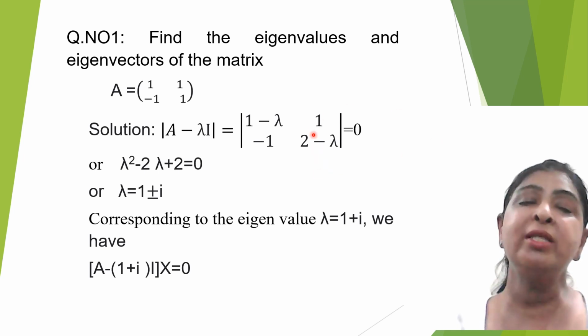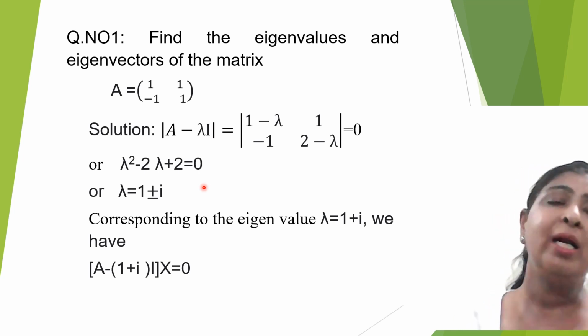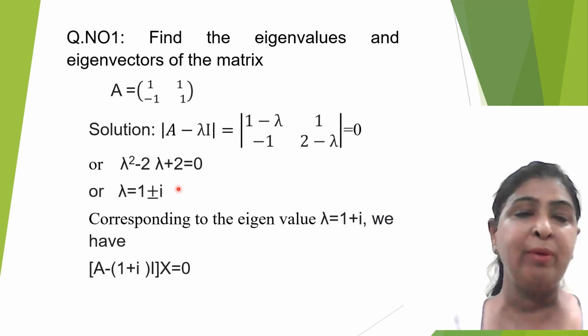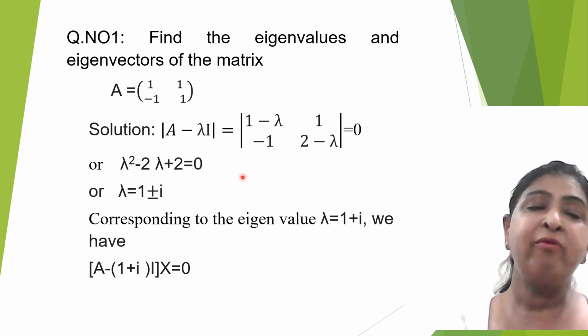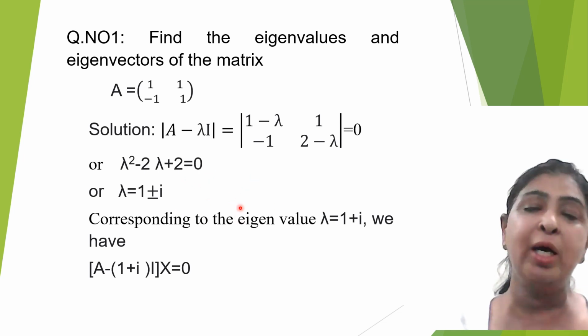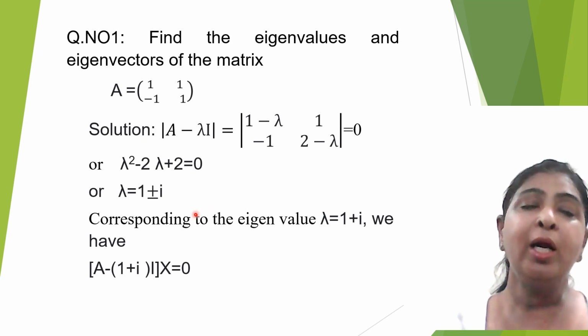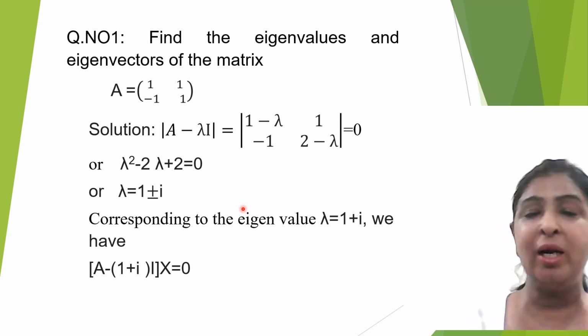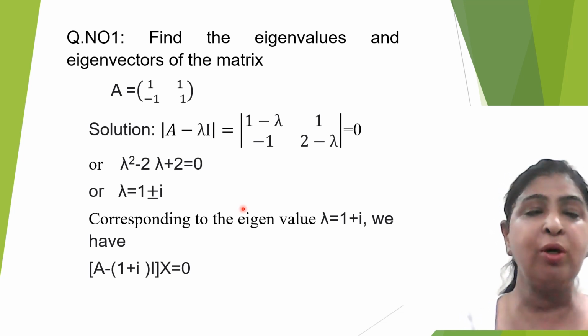So when you solve this determinant, you will get the quadratic equation lambda square minus 2 lambda plus 2. And when you solve it out, you will find its roots. The roots will be 1 plus minus iota. Now there are two roots. One is lambda is equal to 1 plus iota. Another root is lambda is equal to 1 minus iota.